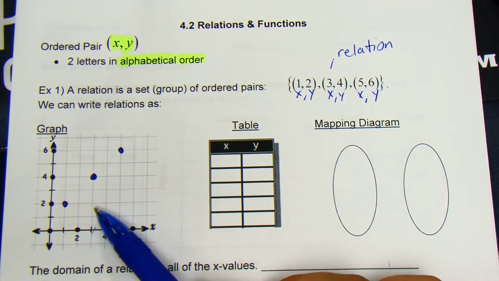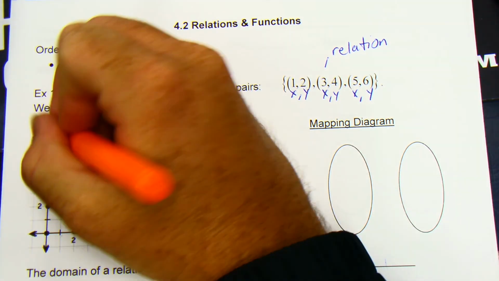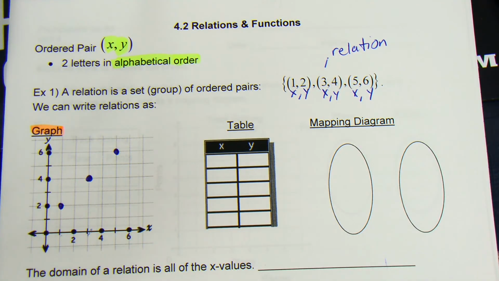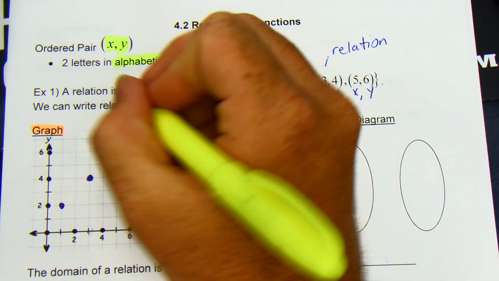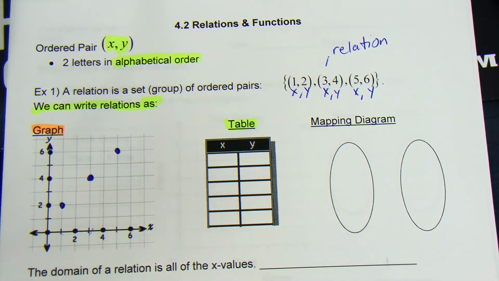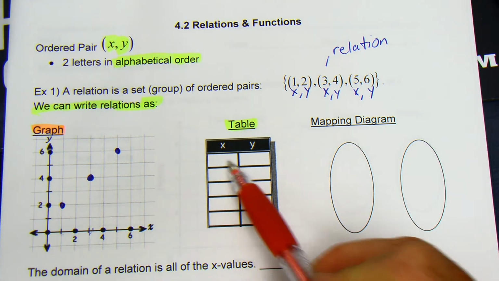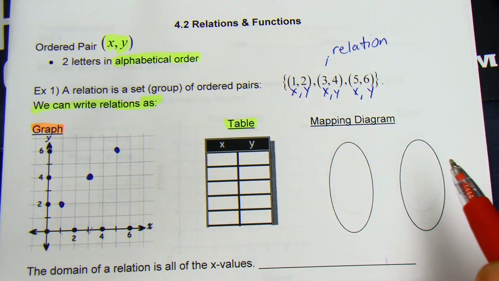So one way we can write a relation is in a graph, and that's what we just did. The next way we can write a relation is through a table. There are multiple ways to write relations: we can write relations as a graph, a table, or a mapping diagram. We'll do the table right now. In our tables, we're always going to have our x on our left and our y on our right. Always x and then y.